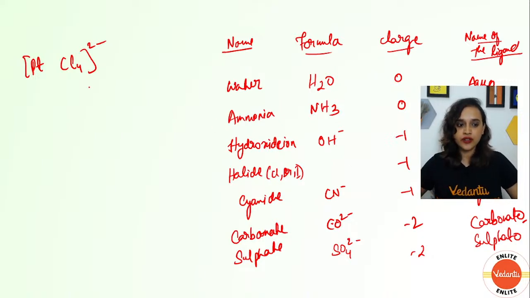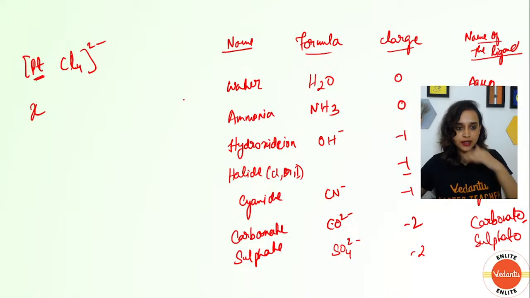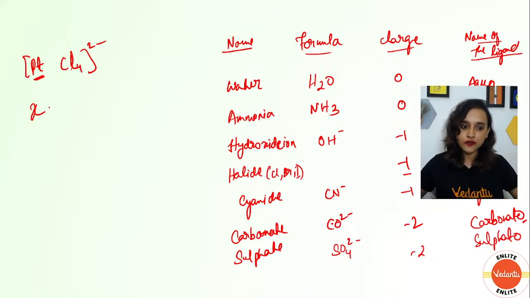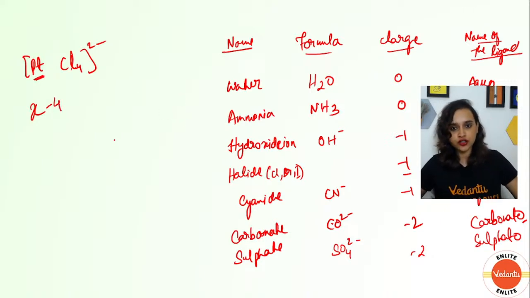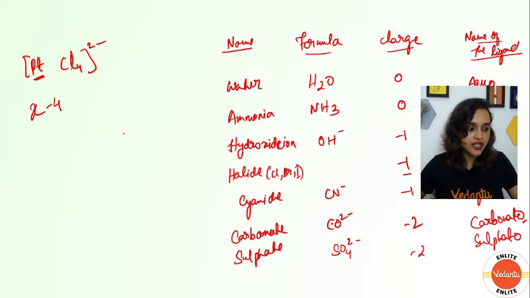We have to find the oxidation state of the metal. So let's write the metal as X. Now there is chlorine, and we know that it is a halide, so that means it has a -1 charge. Now -1 × 4, so I can write it as -4. Yes, it will come up, don't worry.